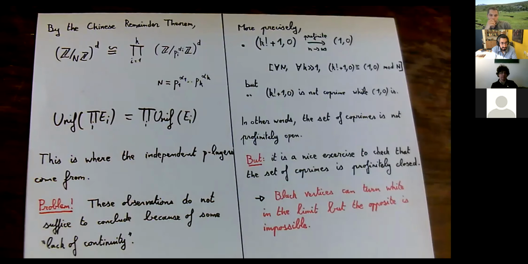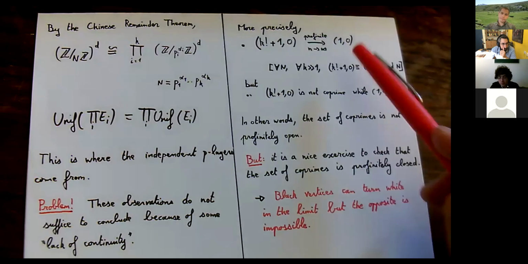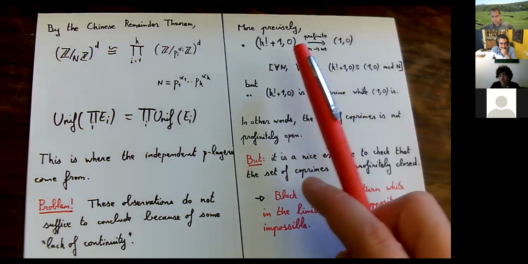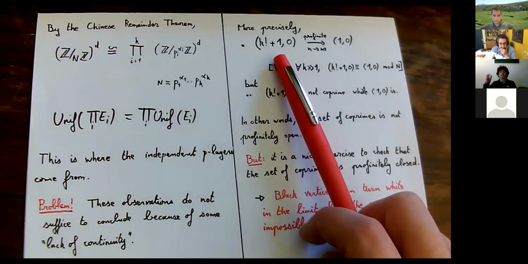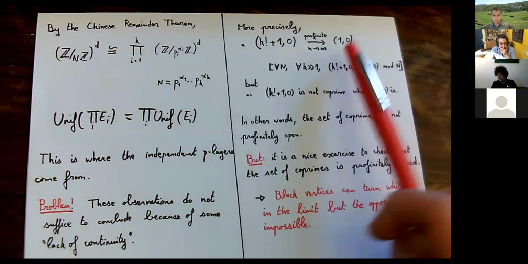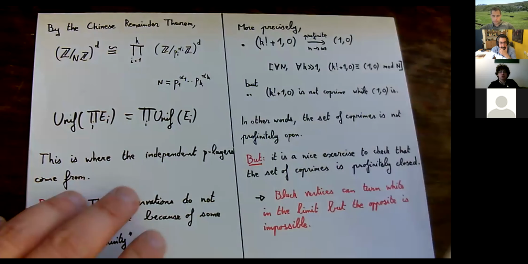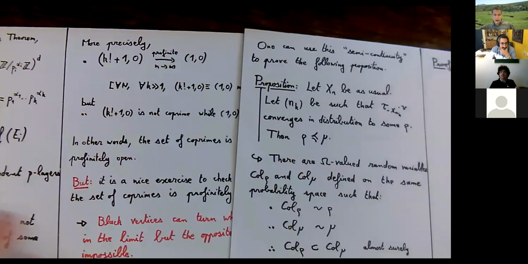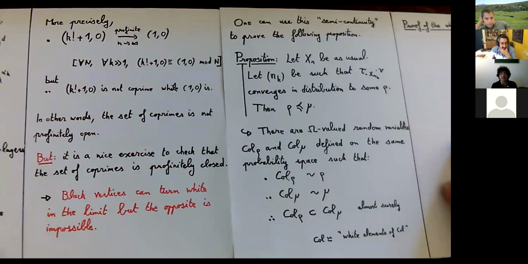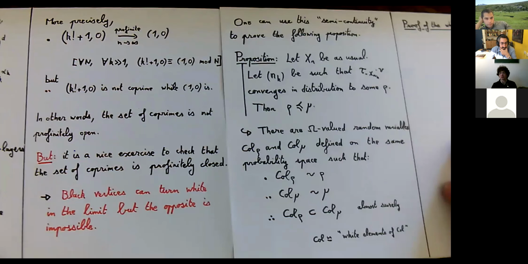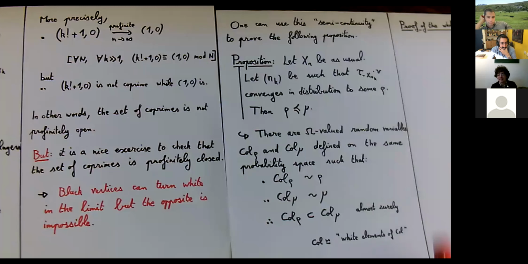I mean, indeed, if I take for this topology, this point was supposed to be black, and in the limit, it changes color. Well, one can use this semi-continuity to prove the following proposition. Let Xn be as usual, a uniform point in Fn. Let nk be such that the subsequence tau minus Xnk v converges in distribution to some probability measure we denote by rho. Then rho is stochastically dominated by mu.